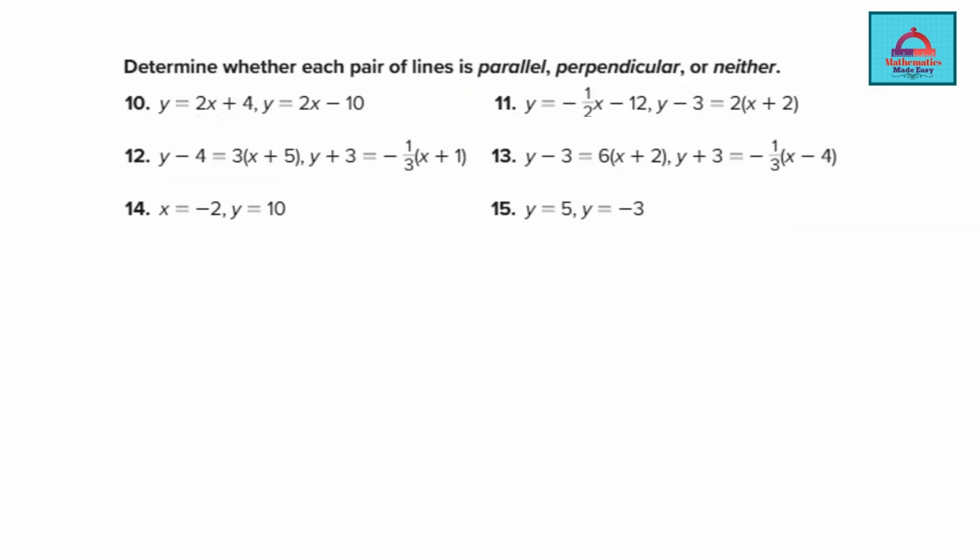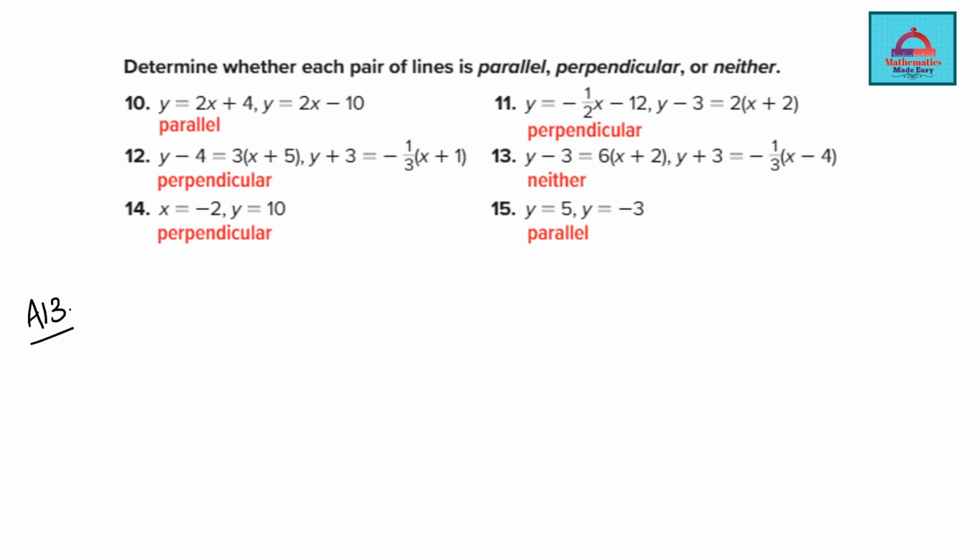So here you can see very well that question number 10, question number 15 are parallel lines, whereas 11, 12 and 14 are perpendicular lines. Now if you look at 13, then these two lines are neither parallel nor perpendicular. So let's see how to solve that also. So let's write the first equation. This is the first equation.